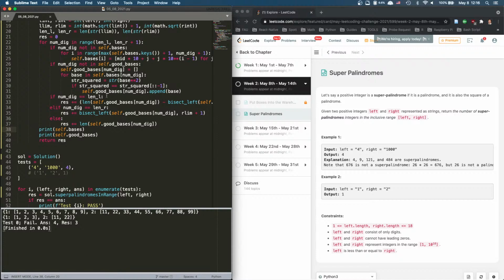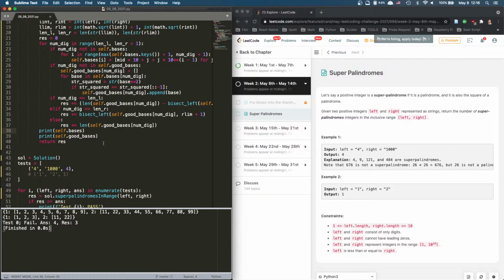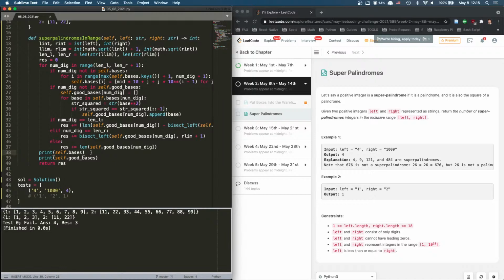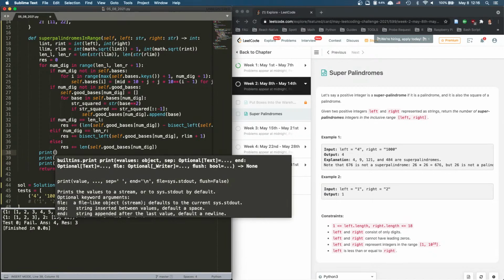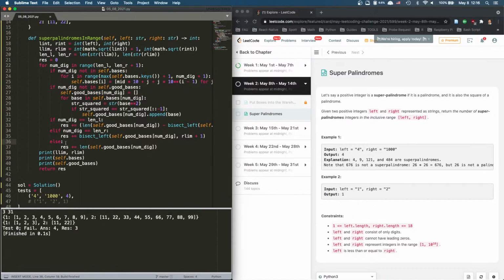So it could come here. Number of digits equal to 1? Yes. Then we need to see bisect left self dot good, number of digits 1, left limit. And we need a left limit and a right limit. Let's just print them out and see if they make sense. 3 and 31. That does not make sense. How is the left limit 3? Because you plus 1. That's why.